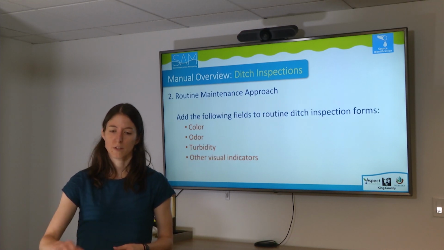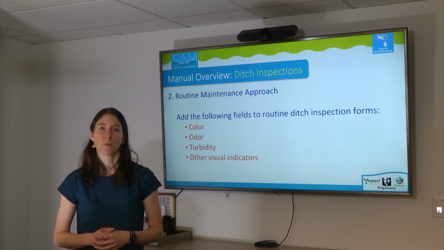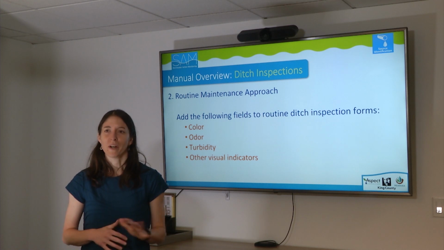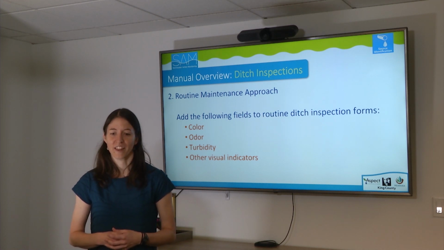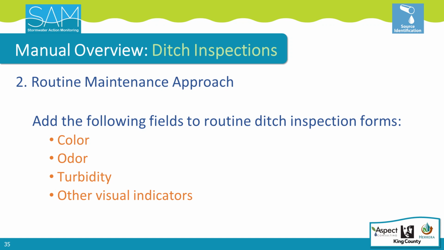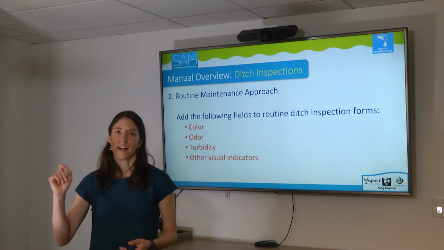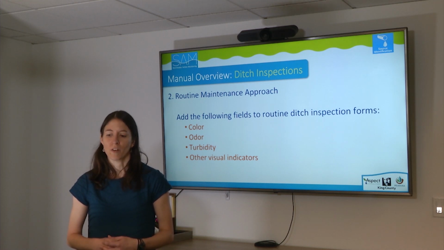The other approach for ditch inspections is your routine maintenance. This is one that we recently did a project on, looking at ditch maintenance as kind of an overlooked and underfunded part of many programs. But if you're out there assessing your ditches, this is something you take a look at as part of that. So again, if you're out there for a routine O&M inspection, also taking a look at whether you're noticing any color, odor, turbidity, or other visual indicators. And similar to catch basin manholes, just adding that as check boxes on your field form can help check the box on your permit requirements as well.